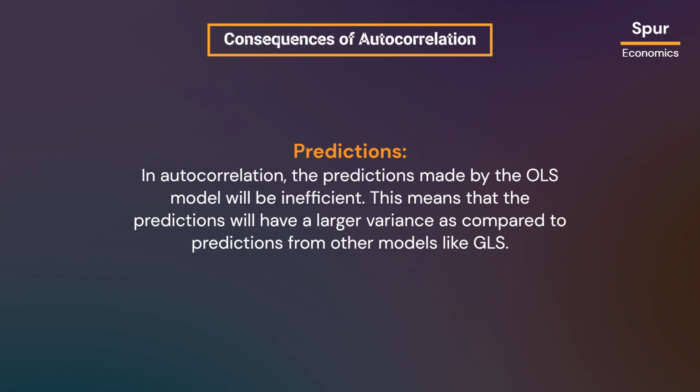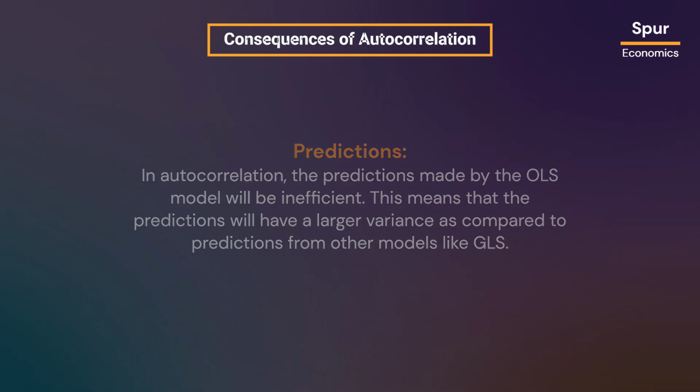Predictions. In autocorrelation, the predictions made by the OLS model will be inefficient. This means that the predictions will have a larger variance as compared to predictions from other models like GLS.